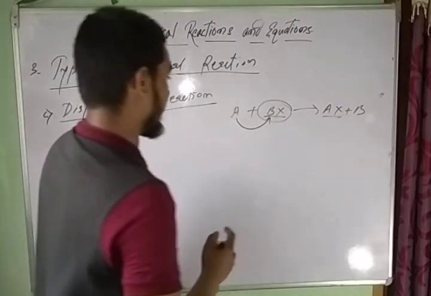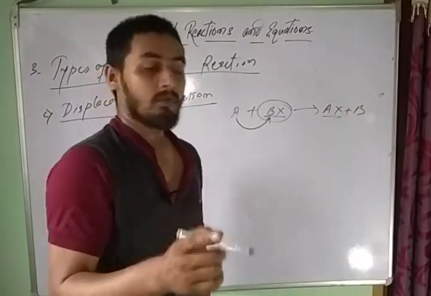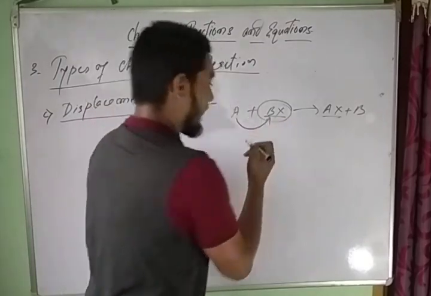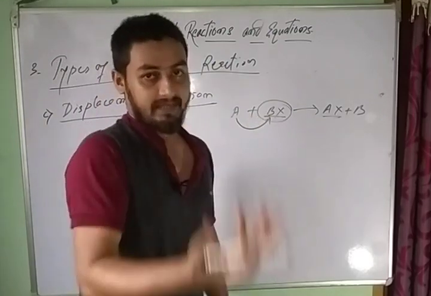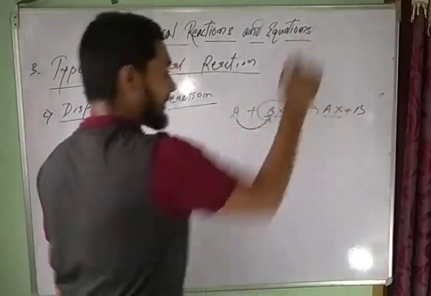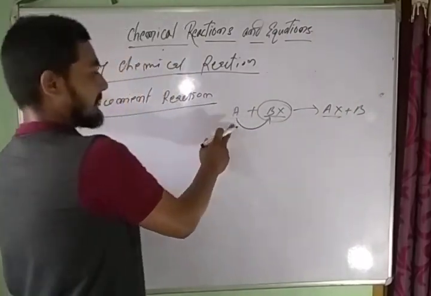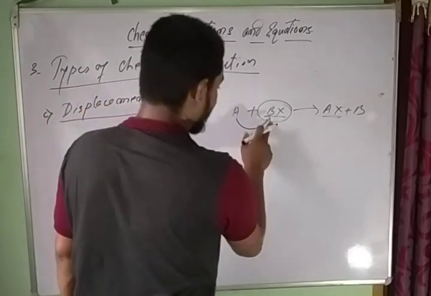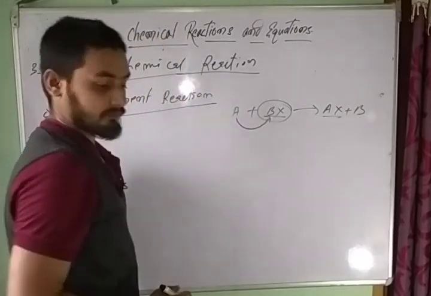One condition is there. In displacement reaction, A should be the atom which replaces another atom from its compound. It must be more reactive. In reactivity series, it must be in the upper side. Only more reactive atoms can replace a less reactive element or atom from its compound.